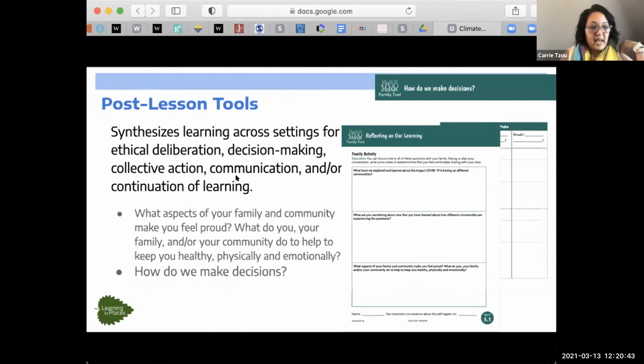And finally, we have post-lesson tools that are like reflection moments, and they enable students to go home and discuss with their families, what did I learn in this lesson and how as a family do we think about that? It's an opportunity for students to bring classroom knowledge into families and for families to discuss that knowledge together.